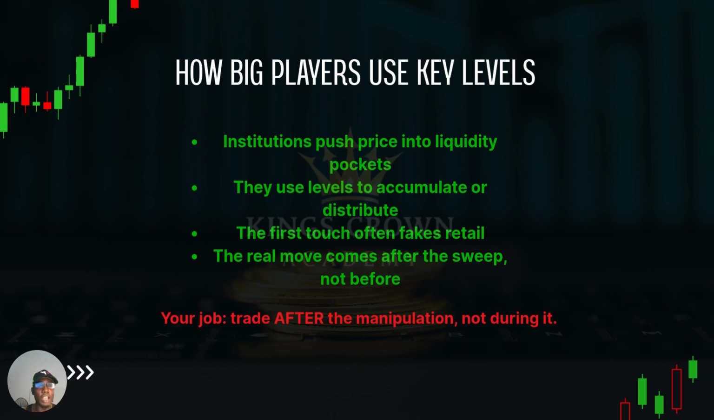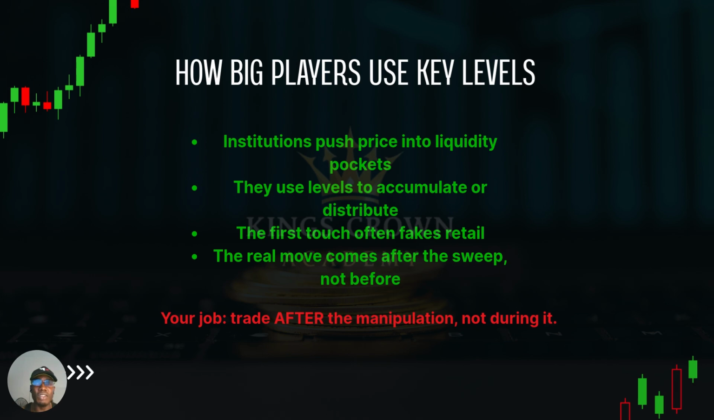Now they use these levels to accumulate or distribute. The first touch often fakes the retail traders. The real moves come after the sweep of liquidity and not before. So your job as a trader is to trade after the manipulation. You should be able to spot when the market is carrying out accumulation, manipulation, distribution.